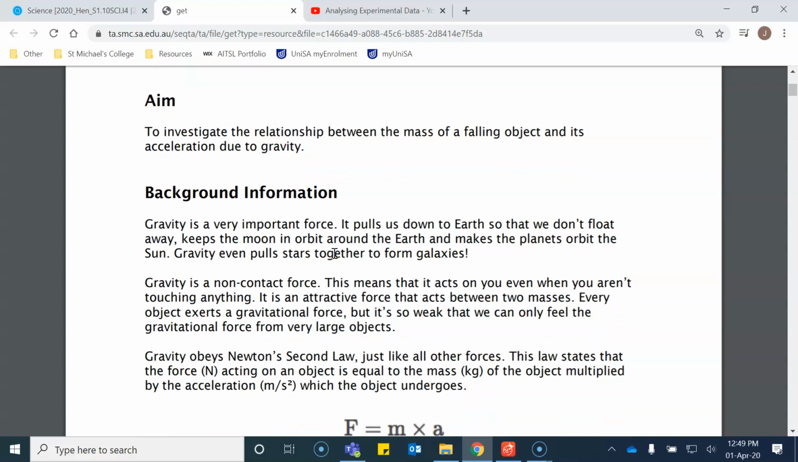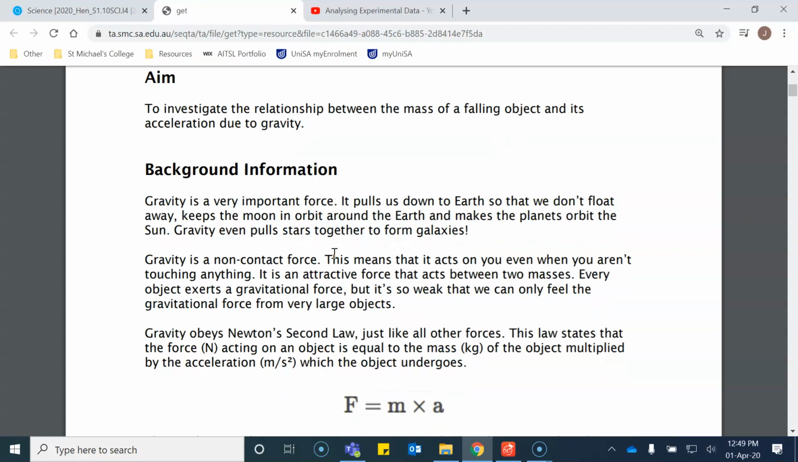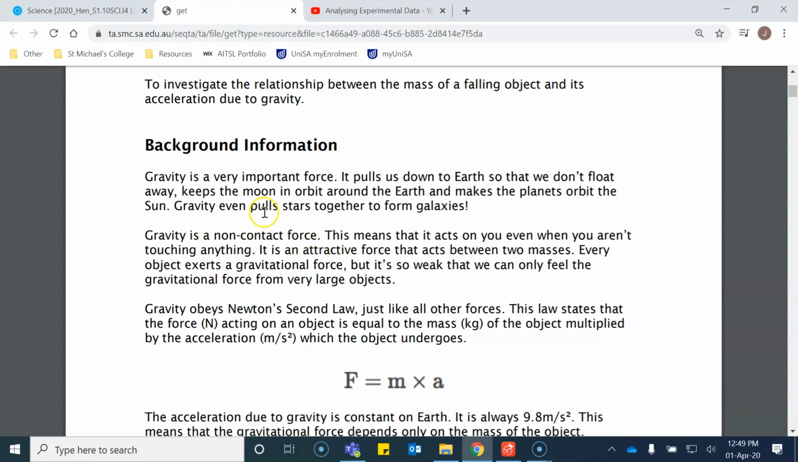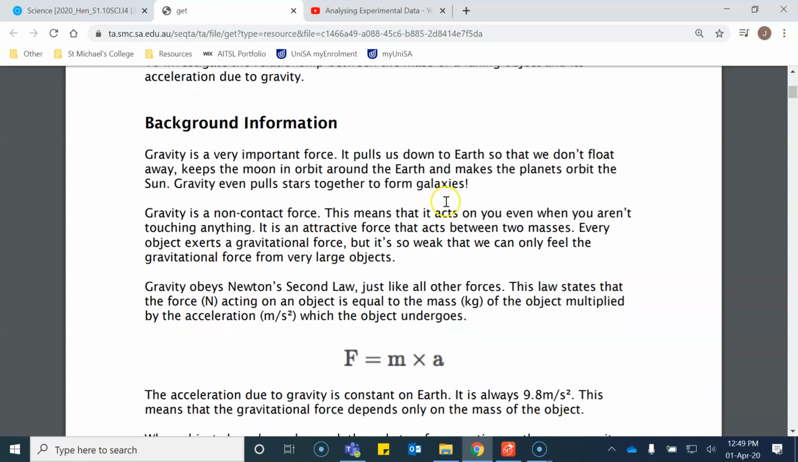It pulls us down to the Earth so we don't float. It keeps the moon in orbit around the Earth, and it also keeps Earth in orbit around the sun. Gravity even pulls stars together to form galaxies. Gravity is a non-contact force.